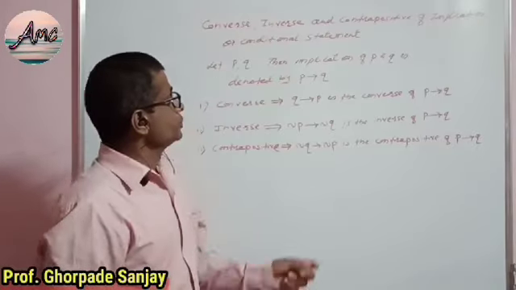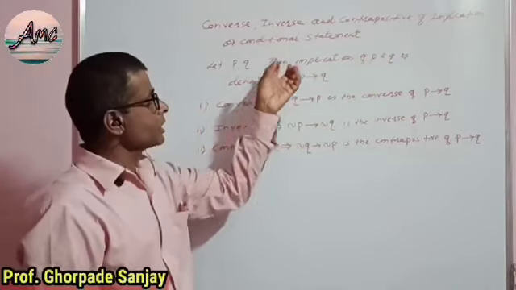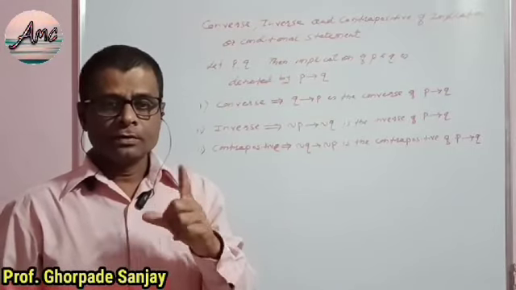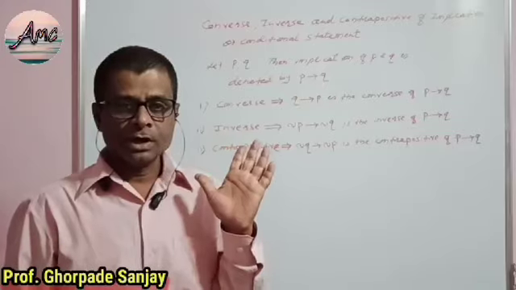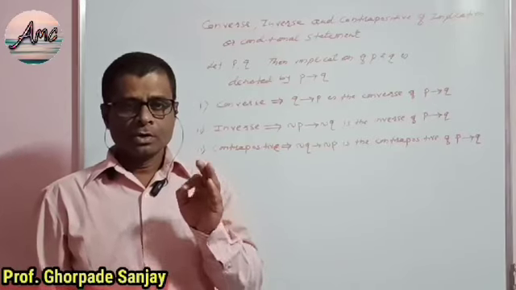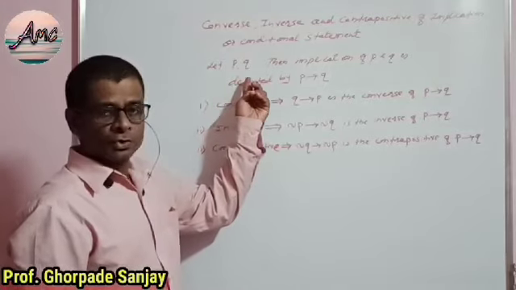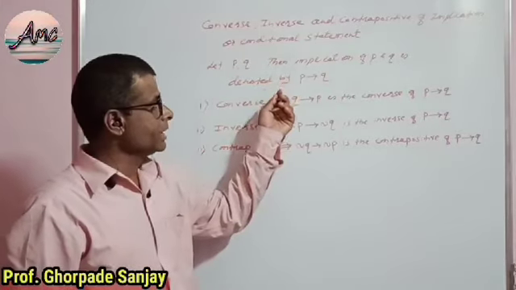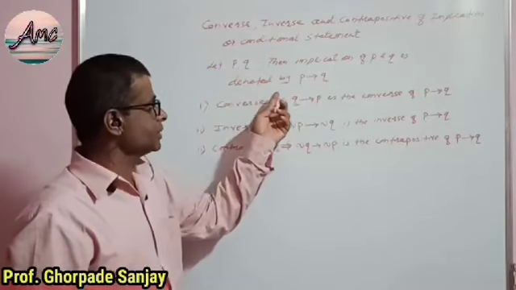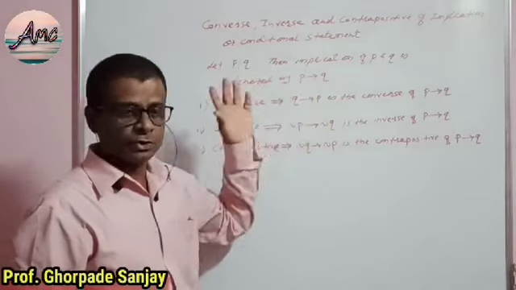So next I am going to consider converse, inverse and contrapositive of an implication or conditional statement. The converse, inverse and contrapositive can be written only for the conditional statement, only for the implication. Try to remember the rules. If P and Q are any two statements, then the symbolic form of the implication of the two statements P and Q is denoted by P implies Q, P conditional Q.